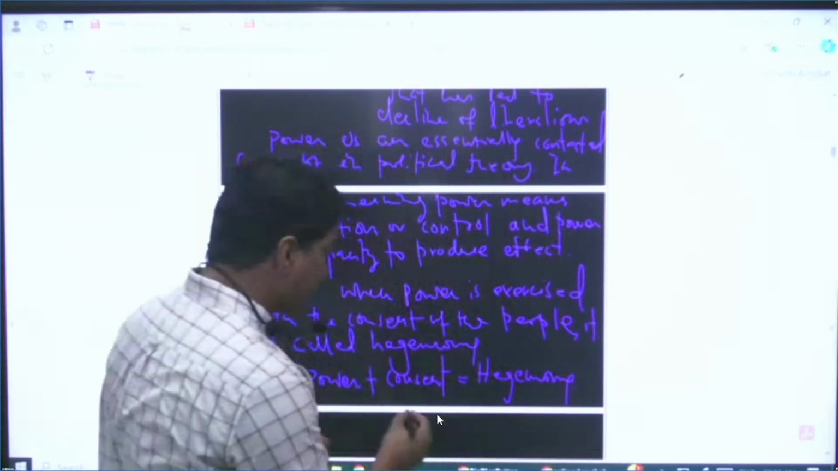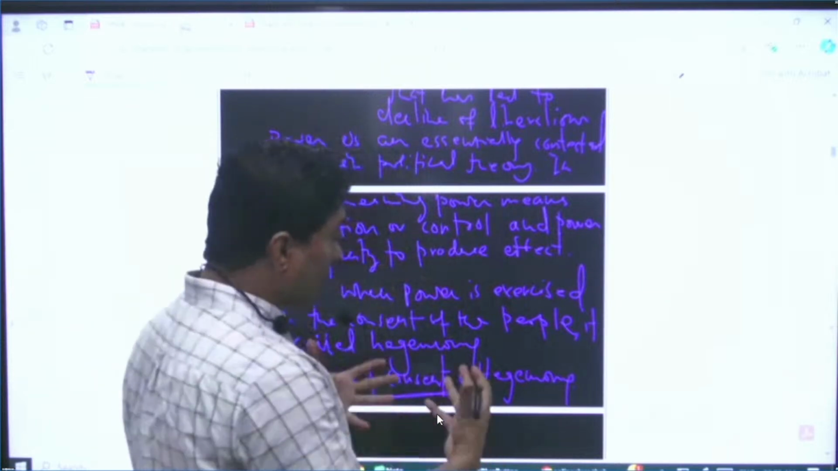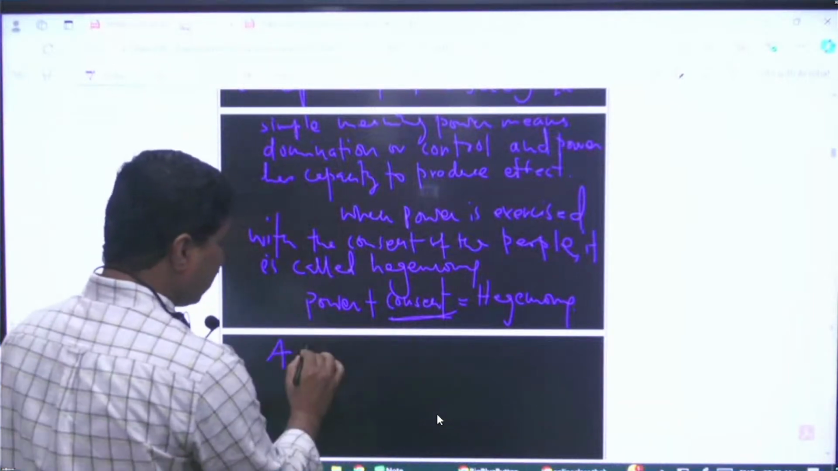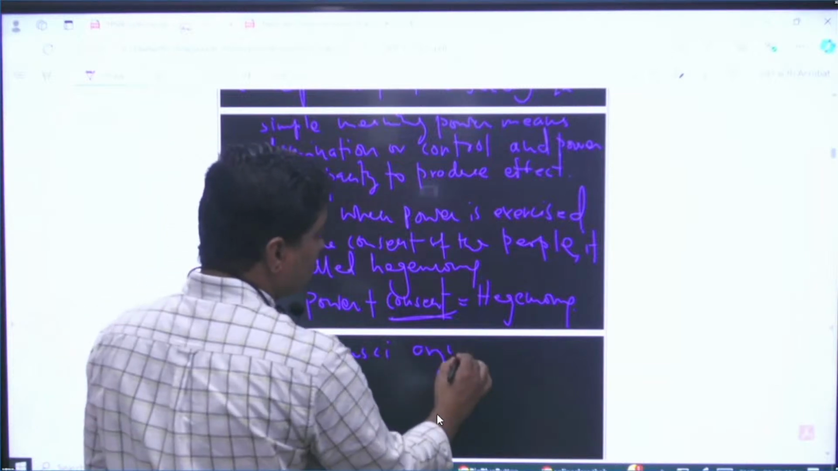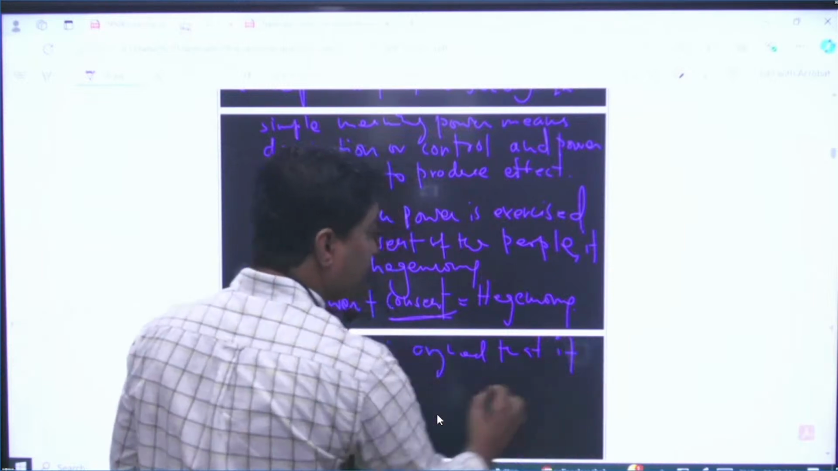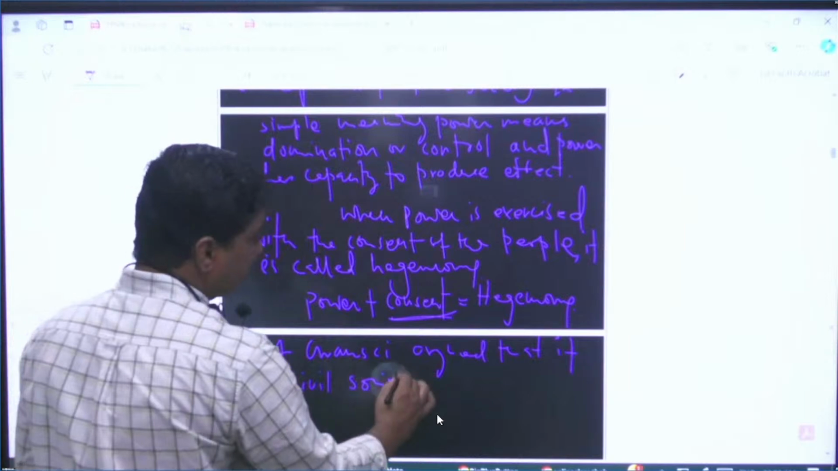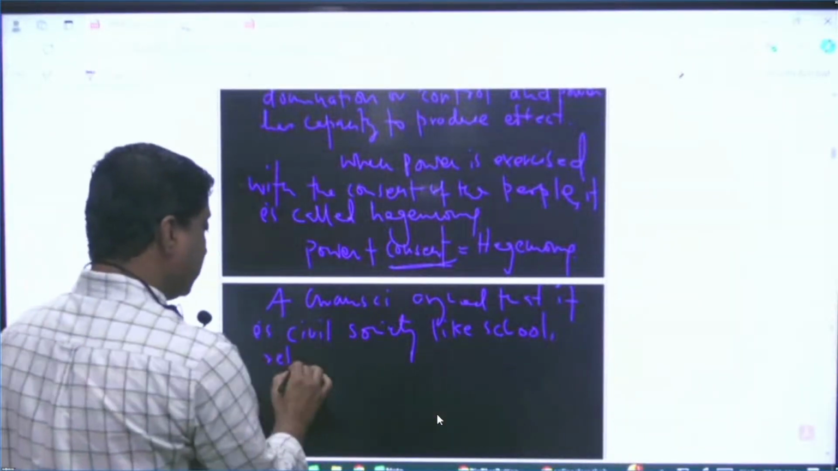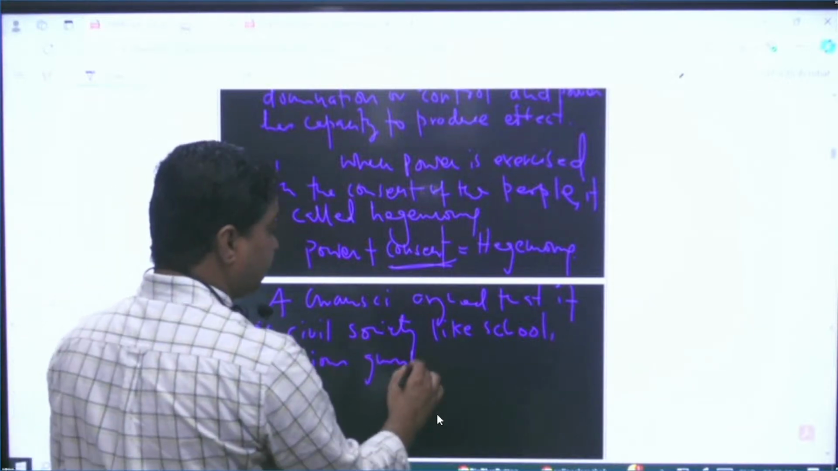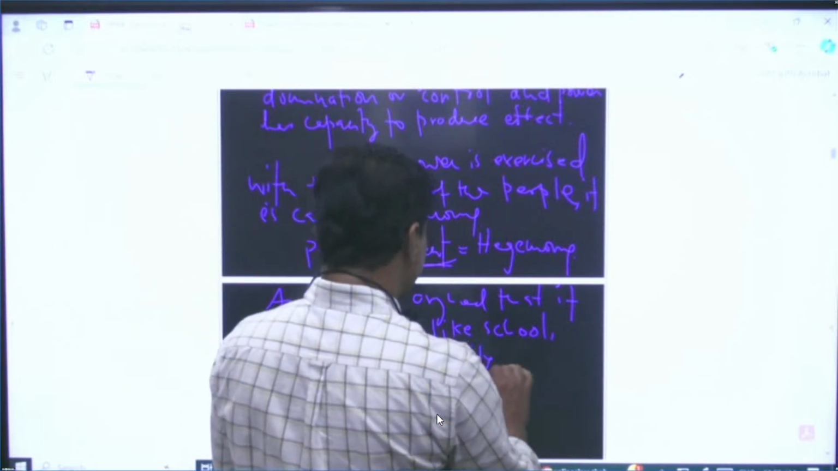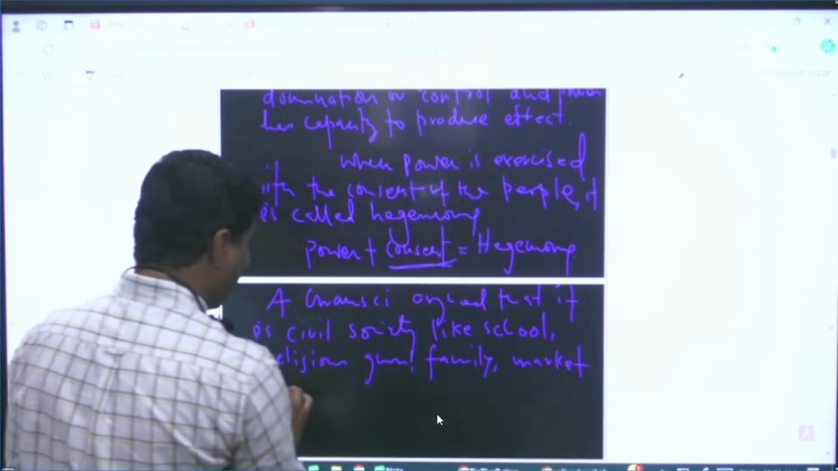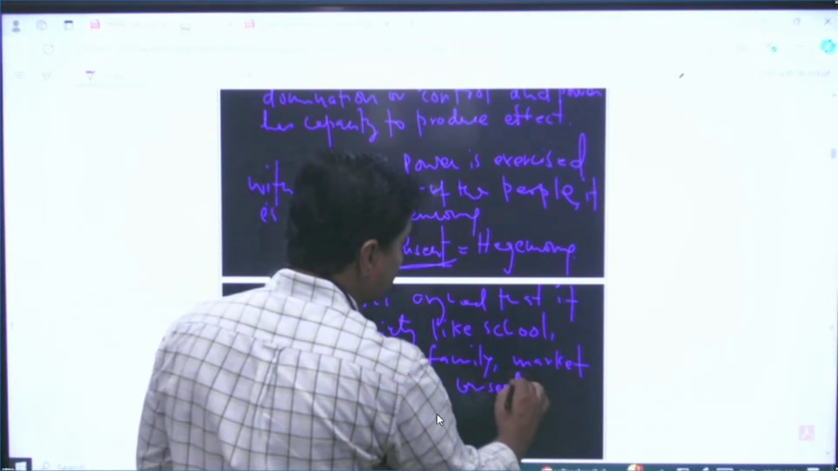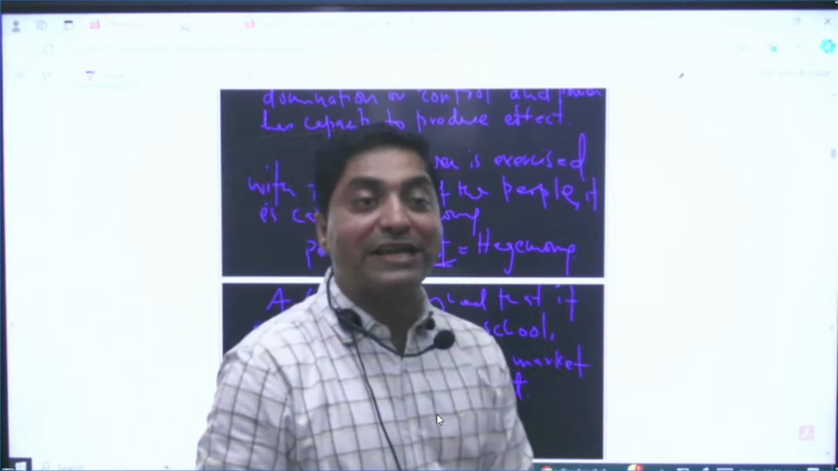Now how is consent evolved, how is consent manufactured? Here Gramsci is very important to explain. Antonio Gramsci argued that civil society, like school, religious guru, family, market, and so on, produce consent. And those who produce consent, Gramsci called organic intellectuals.